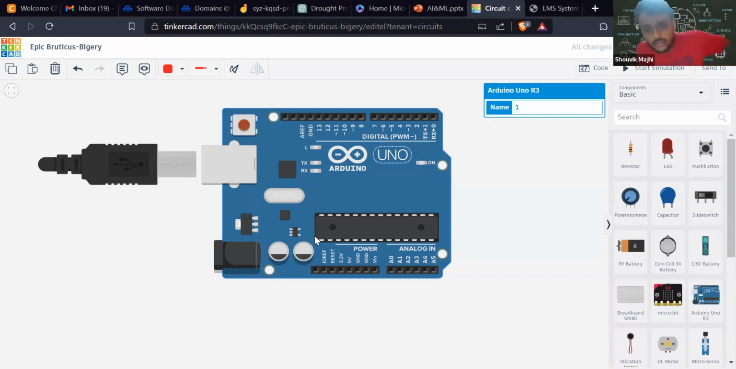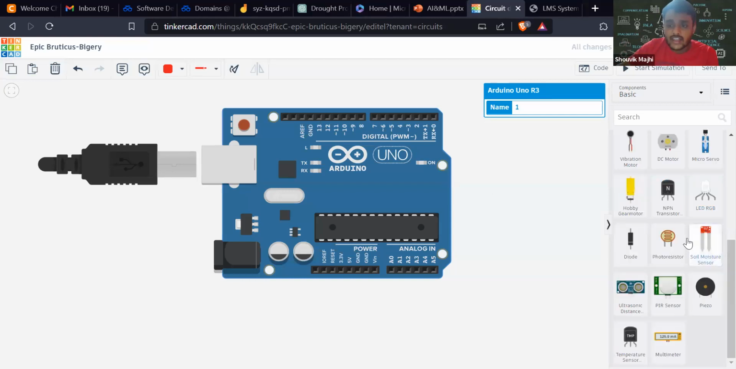Like if you want to control the fans, or if you want to control the lights of our house with our coding. For example, street lights. What happens? Whenever there is darkness, the lights automatically glow. There we are using Arduinos. These Arduinos take the data from the sensors. There's a sensor called an LDR sensor. These are called photoresistors or LDR sensors.